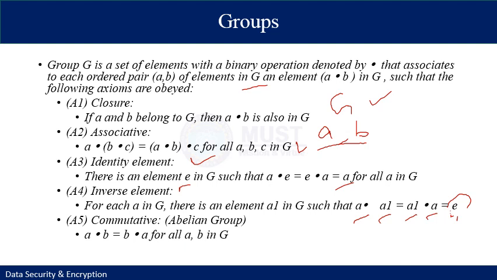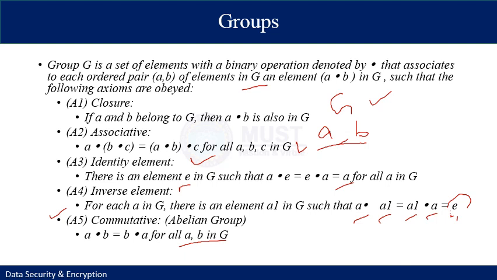So for a group to be an abelian group, it must satisfy an additional condition, and that additional condition is the commutative property, which states that A dot B, any operator, is equal to B dot A, and it should hold for all A and B in G. So for example, the set of all integers, positive, negative, and 0, under addition is an abelian group. That means it will hold all the properties.